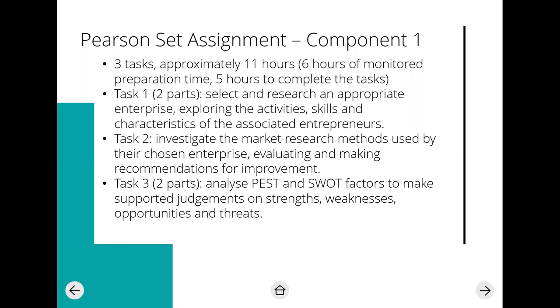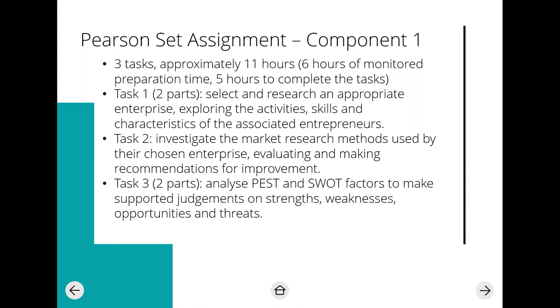Now we've got task one, which is split into two parts. That's all about selecting and researching an appropriate enterprise, exploring activities, skills and characteristics of the associated entrepreneurs. Not much has changed there from the legacy tech award, apart from the fact that you now only need to look at one enterprise instead of two. Task two is about market research methods, primary and secondary, evaluating and making recommendations for the research methods that enterprise may use. And task three, again split into two parts, one for the PEST, one for the SWOT, is about making supported judgments on strengths and weaknesses and how you may turn those into opportunities for that enterprise and how they might diminish any threats.